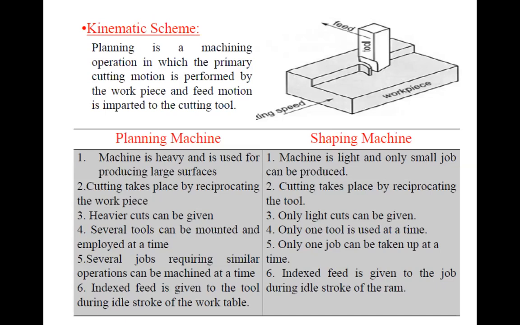So indexing feed is given to the tool during the idle stroke of the work table. Normally indexing, the changing of the tool, is performed by giving the indexing to the tool here. Whereas in the shaper, indexing is given to the job. You can change from one job to another job. So for changing the job, indexing is given to the job during the idle stroke of the ram. So indexing here is nothing but changing the position, moving the workpiece, or giving the feed. In the others the tool is stationary; in this the workpiece is stationary, that's why in shaper indexing is given to the workpiece.